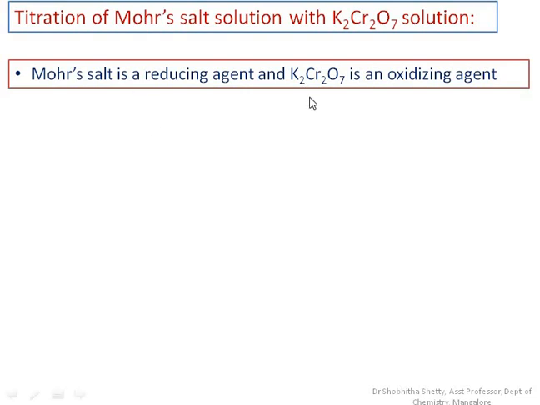We are all familiar with the redox reaction. So here we will be studying the redox titration only. A redox reaction is where simultaneous oxidation and reduction processes take place, and we know what oxidation is and what reduction is. The oxidizing agent will oxidize the other species, and it gets reduced.